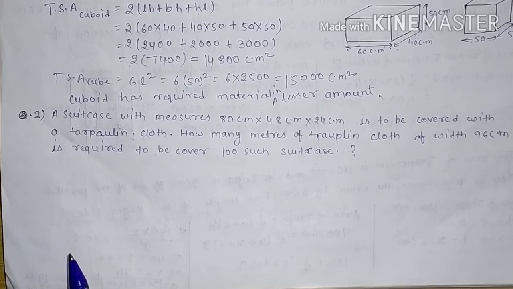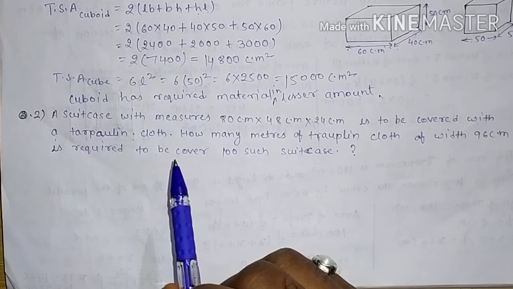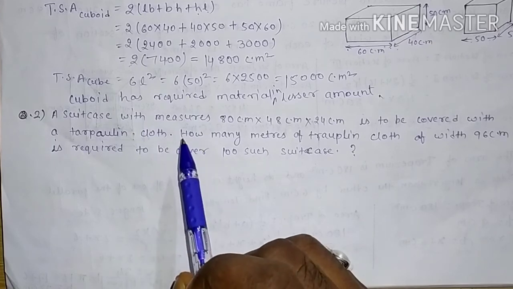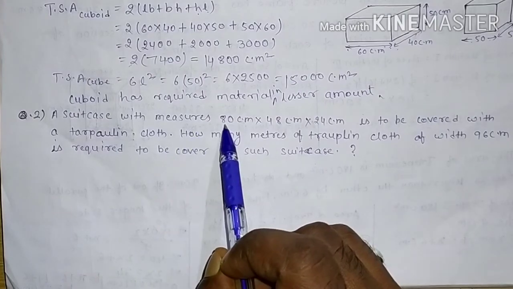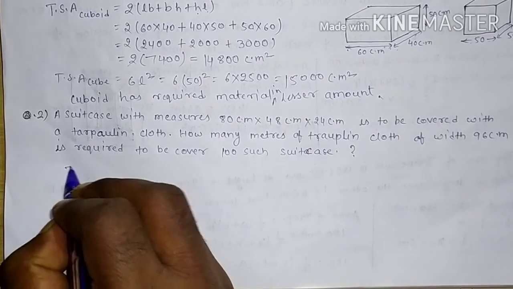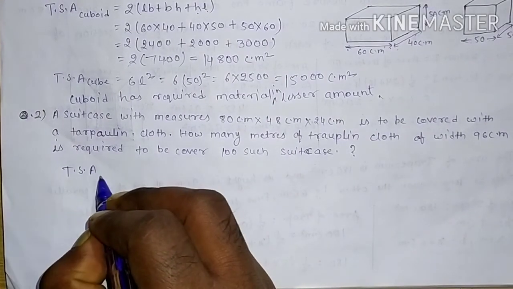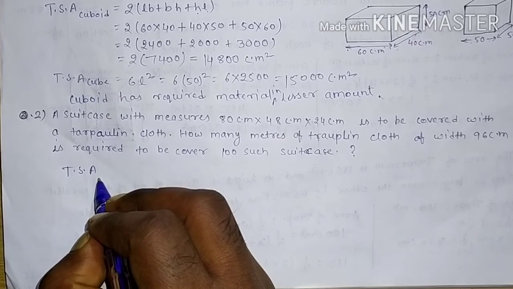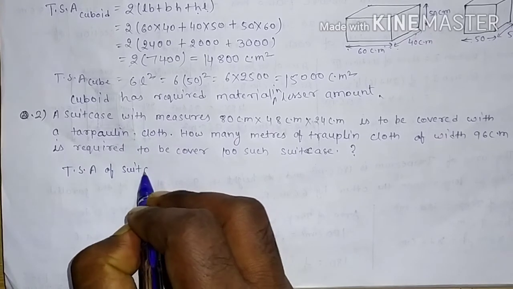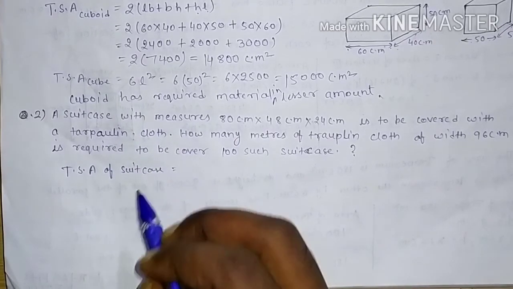We have to find the length of a tarpaulin cloth where 100 suitcases can be covered, and the dimension of one suitcase is given here. This is 80 into 48 into 24. So simply we have to find the total surface area of a suitcase. This is the total surface area of one suitcase.